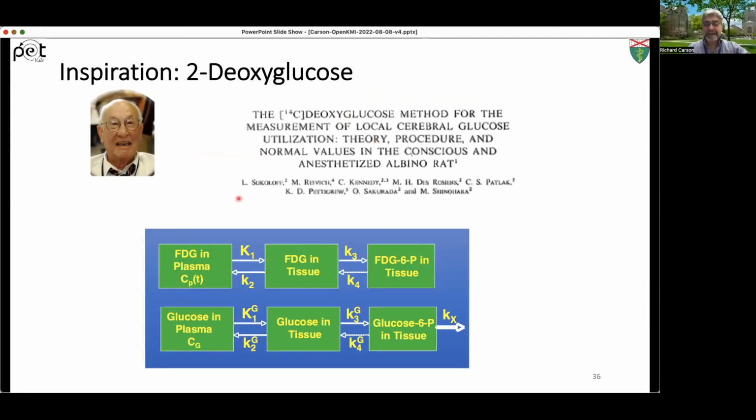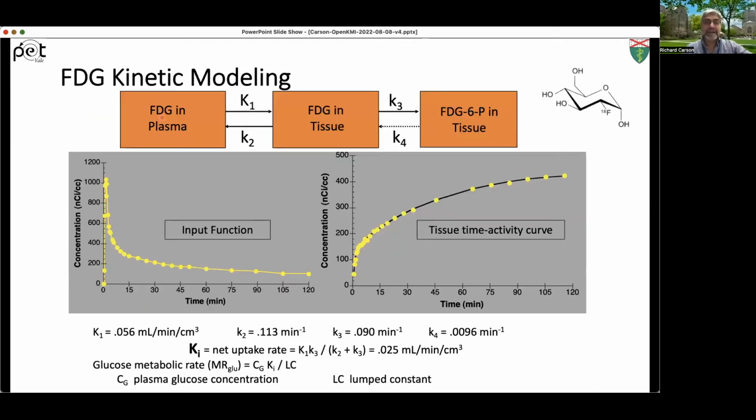With that real insight that if you labeled glucose, it would just go down a very complicated pathway. But by altering the chemistry of that, by changing the 6 position from the original hydroxyl group, you can make the process simpler by trapping it, or effectively trapping it, at least in most tissues. And so here's what that looks like. Our model might say we take FDG in the plasma, it goes into the tissue. It will get bound into the tissue. For example, that could be tumor.